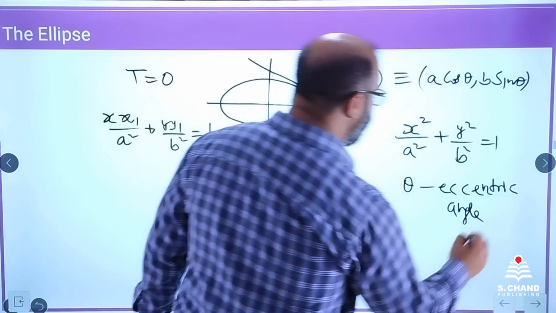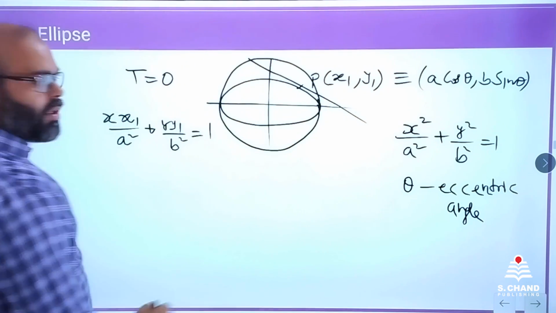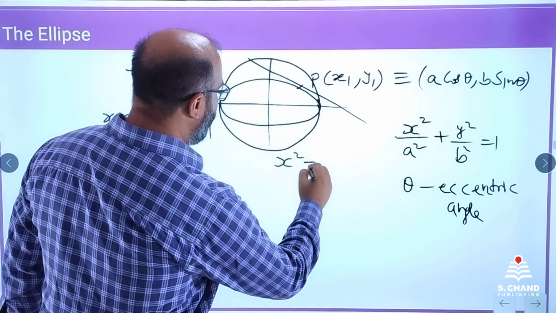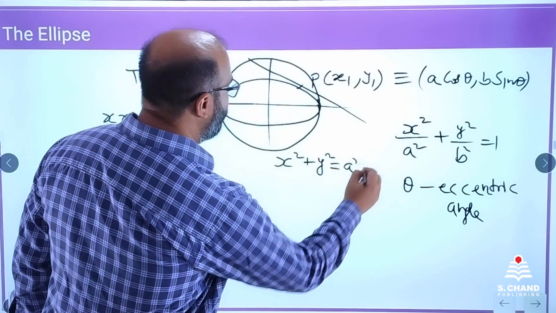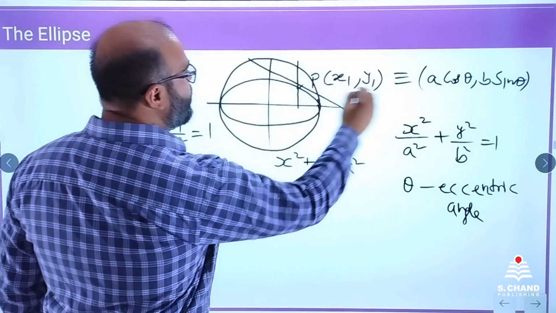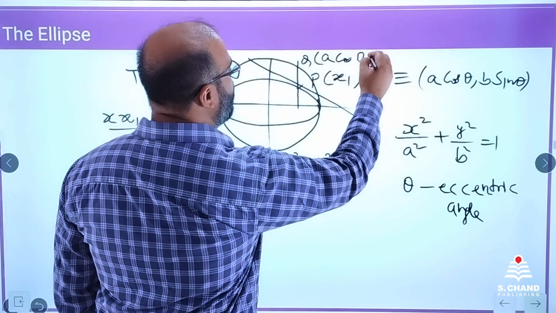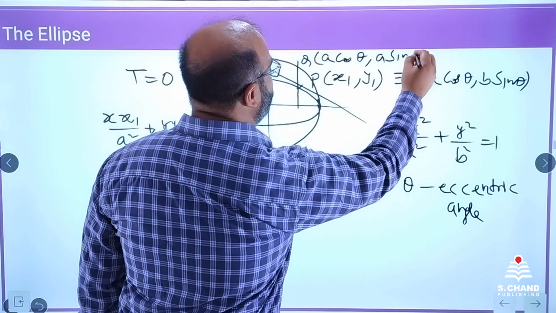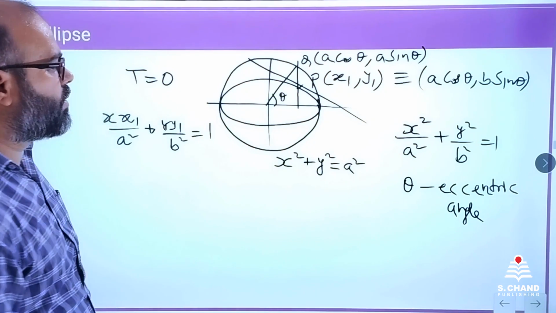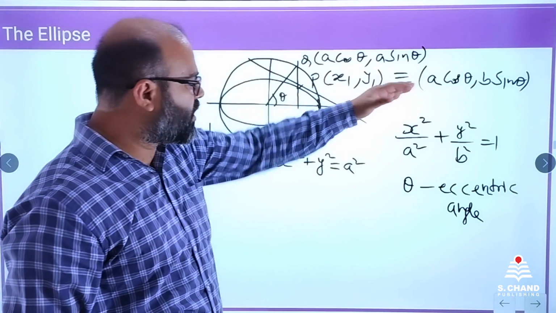What is an auxiliary circle? Auxiliary circle is a circle which is like this. Diameter is the major axis, or radius is the semi-major axis. So this is x square plus y square is equal to A square. Now if we take this point and draw up a perpendicular here, then this point is A cos theta, B sin theta, and the point Q here is A cos theta comma A sin theta. And if we join this Q with the center, then this represents theta, which is the eccentric angle here. So this is the geometrical meaning of the eccentric angle, and the parameter is theta over here.